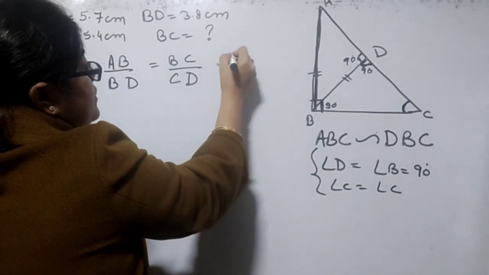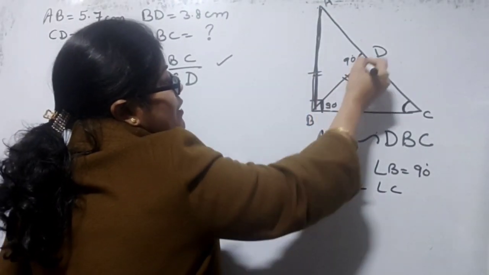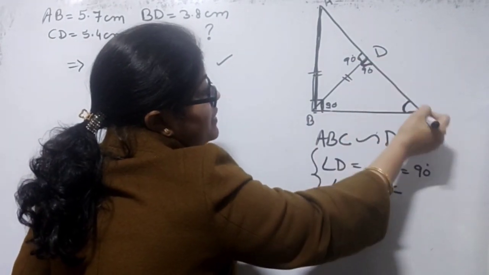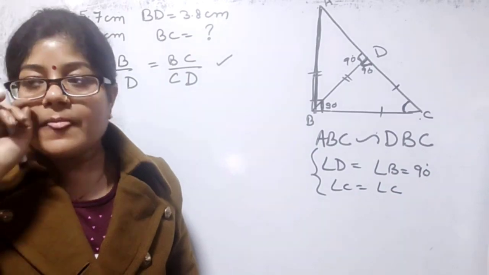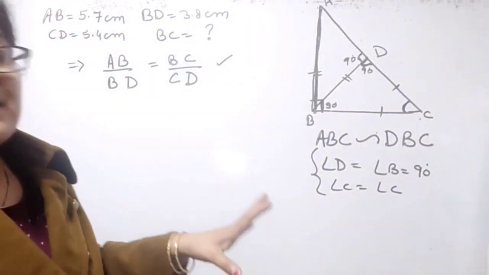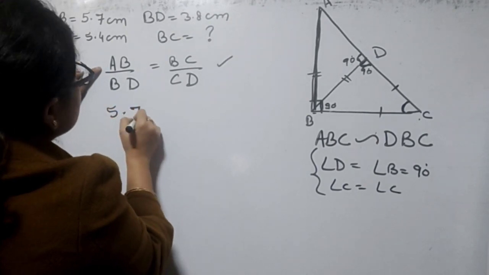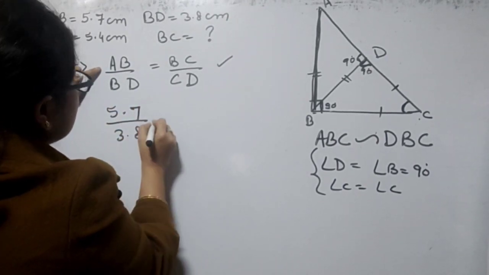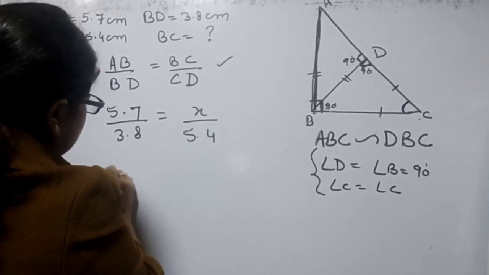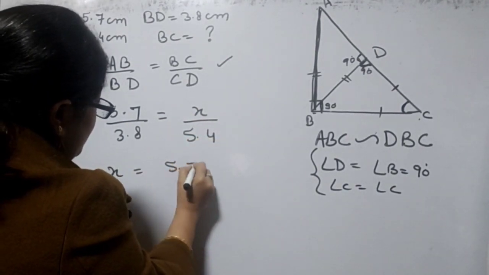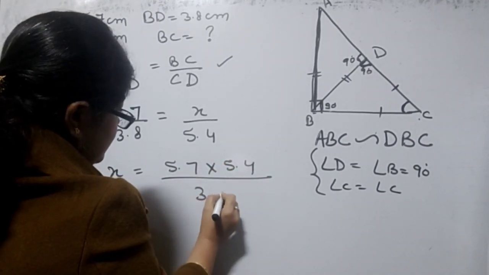If you can't understand, just learn this. This line AB over BD, this line BC over CD. Just remember this. This is a typical type of case. Now, what is the value of AB? That is 5.6. BD, that is 3.8. BC, we don't know. And CD, 5.4. So, the value of x is 5.7 into 5.4 over 3.8.